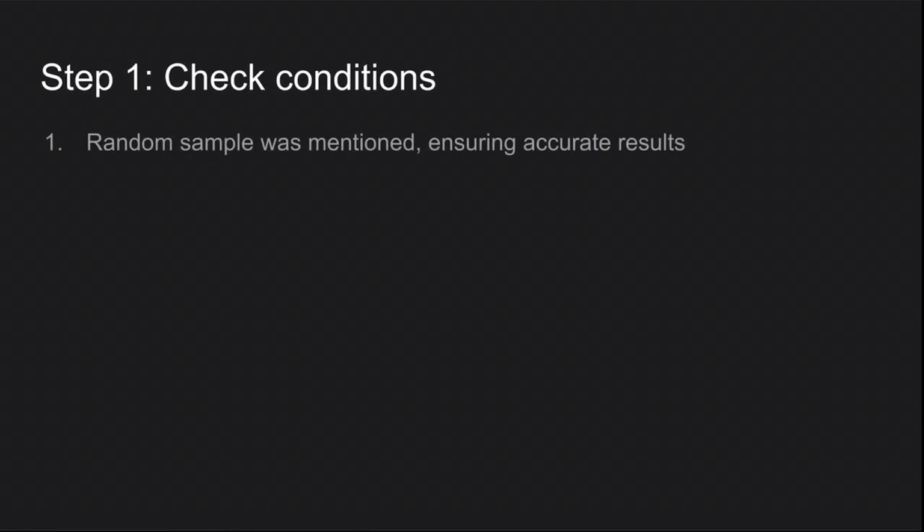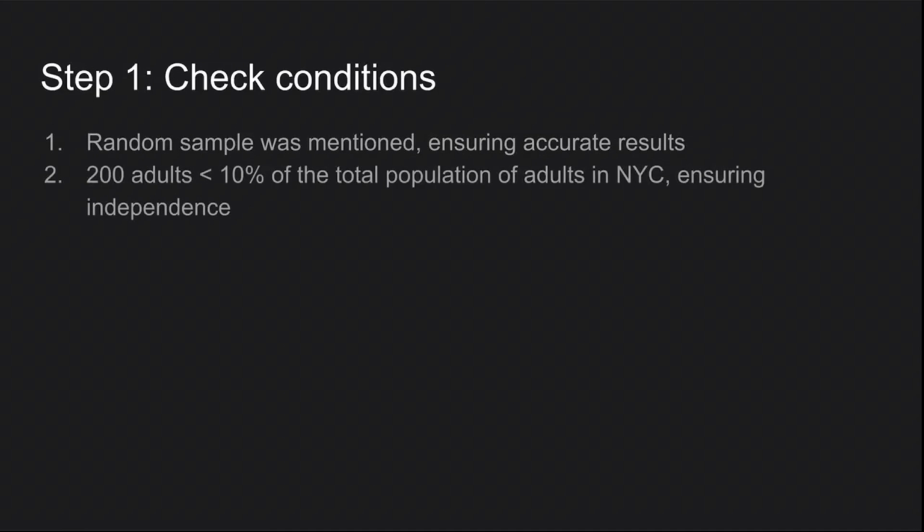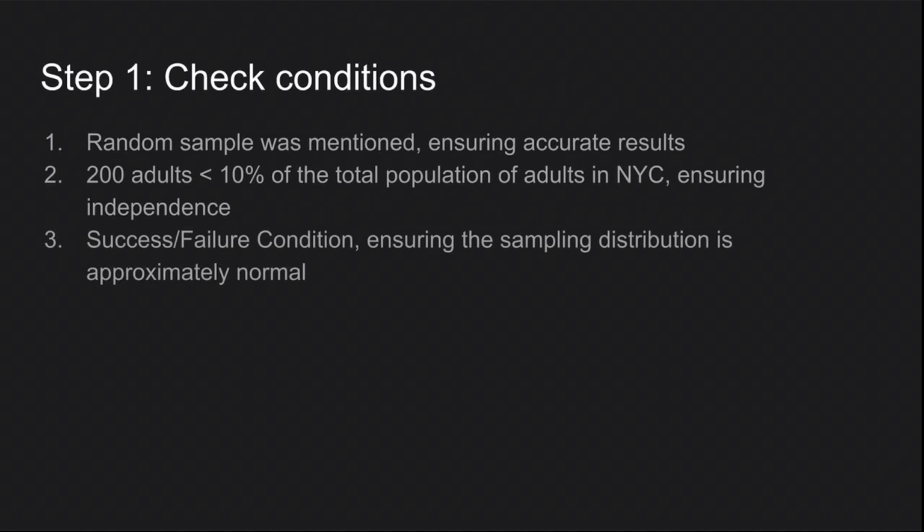Step 1. Check conditions. The first condition is to make sure that a random sample was mentioned, and it was, and this basically ensures accurate results in the study. Then the second condition is to make sure that the sample size is less than 10% of the total population, and in this case 200 adults is less than 10% of the total population of adults in NYC, and this ensures independence in the sample. And then the third condition is the success and failure condition.